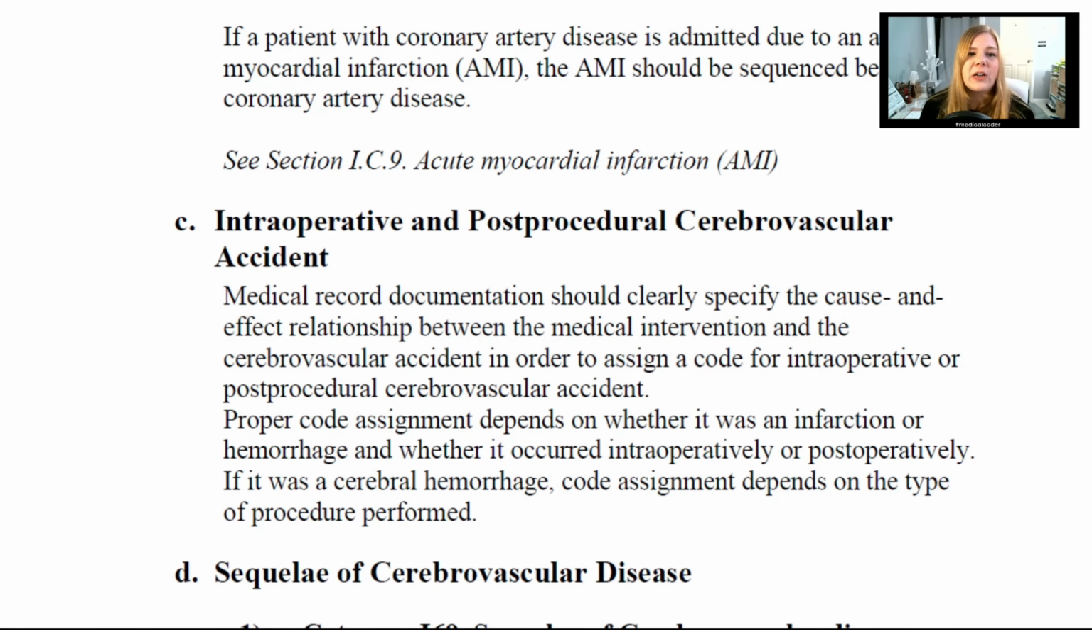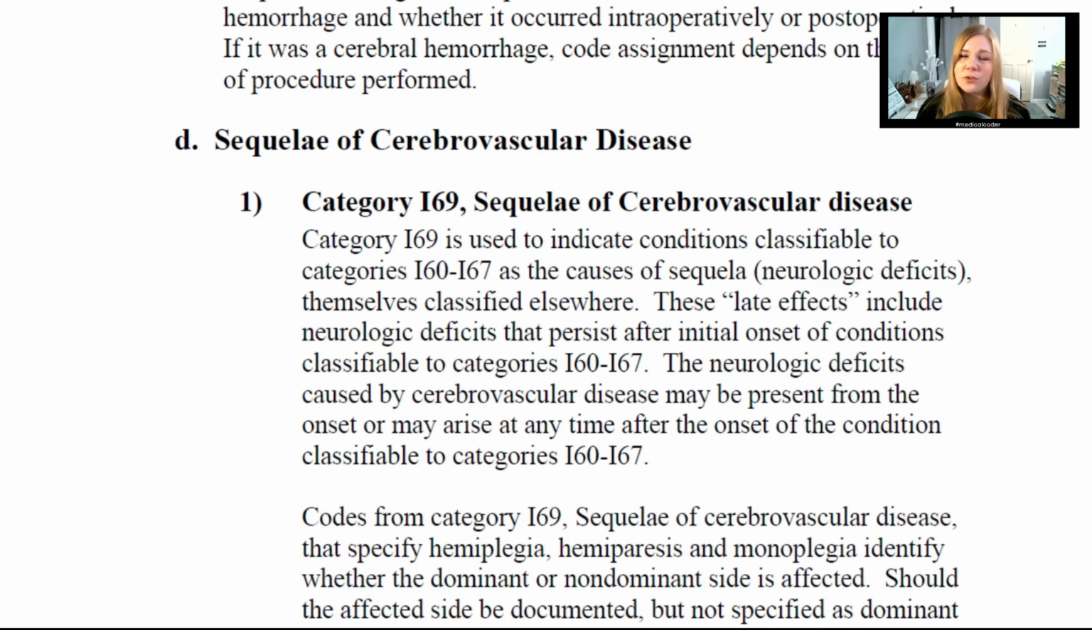If a patient with coronary artery disease is admitted due to an acute myocardial infarction, the AMI should be sequenced before the coronary artery disease. Intraoperative and post-procedural cerebrovascular accidents: the medical record documentation has to specifically have the cause and effect relationship between the medical intervention and that cerebrovascular accident in order to assign a code for intraoperative or post-procedural CVA.